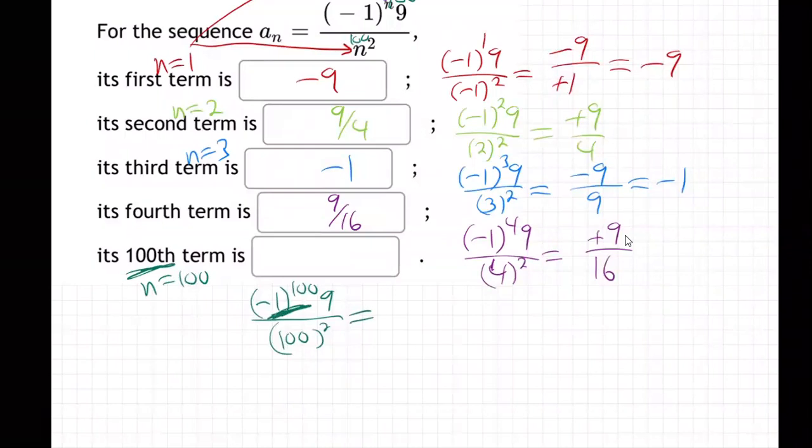That just means minus 1 times minus 1 times minus 1 times minus 1, 100 times. That's just going to be positive 1, isn't it? And 100 squared, you can hit the buttons on your calculator, or you can know it just makes 4 zeros because there's 2 zeros and 2 zeros, 100 twice. So that means it's positive 9 over 10,000.